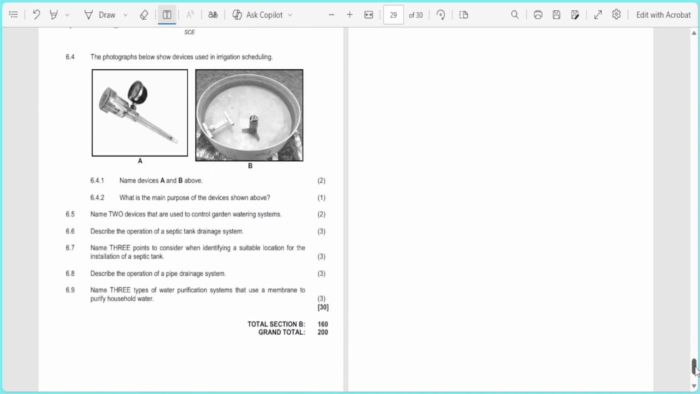5 marks. The photographs below show devices used in irrigation scheduling. Name devices A and B. 6.4. So 6.4.1, component A, that is a tensiometer.